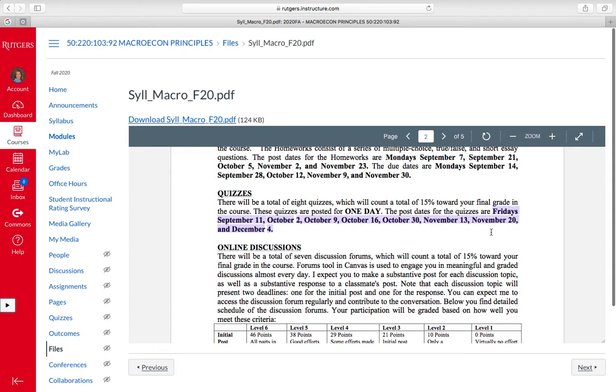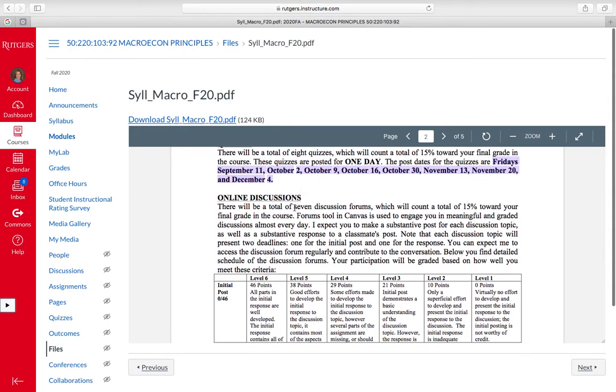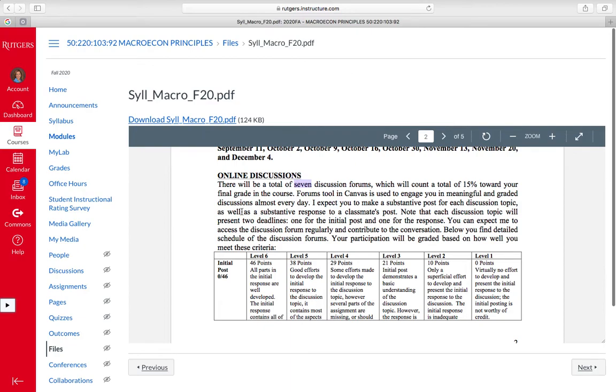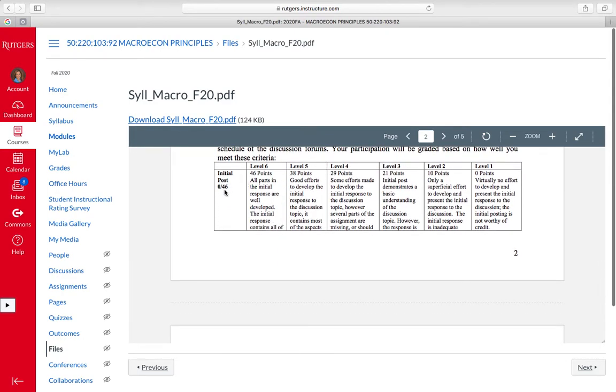For the online discussion, we have 7 discussions. The idea of the discussion is to increase your interactions with your classmates. So it's very, very important to follow the instructions related to these discussions. The discussions count for 15% of your grade, so it's important. I follow this rubric. Each discussion has an initial post, a reaction post, and a timing for the discussion. So you are graded on three things. The initial post, how deep is your initial post, based on 6 levels, and it's out of 46 points.